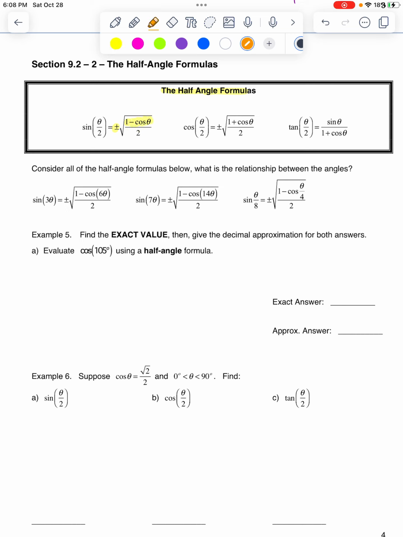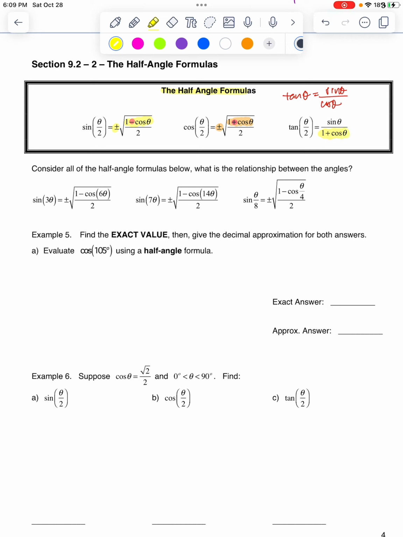And then for cosine we still have the plus or minus square root of 1 plus cosine over 2. So the only thing that changes with these is that sine has a negative cosine, and then cosine has that plus cosine of theta. Now tangent, we already know our tangent ratio is just sine of theta all over cosine of theta. So our tangent for the half angle formula is very similar to that. The only thing that changes is our bottom is just the 1 plus cosine of theta.